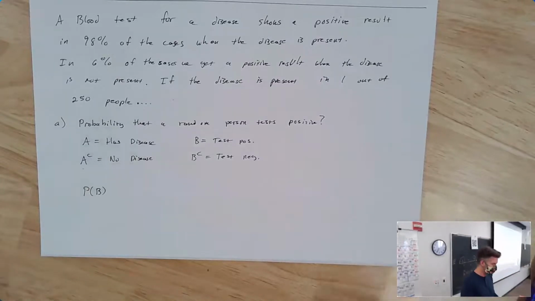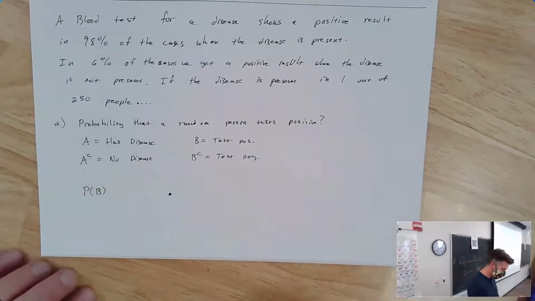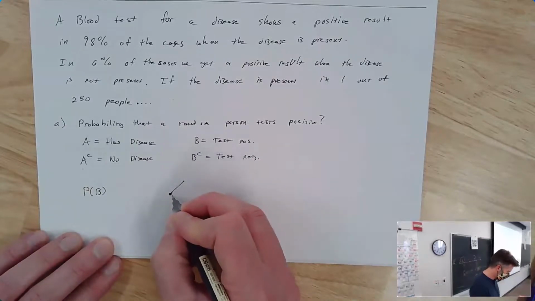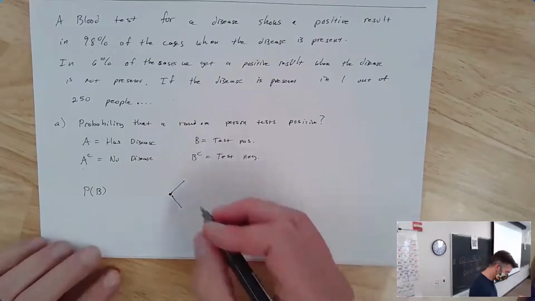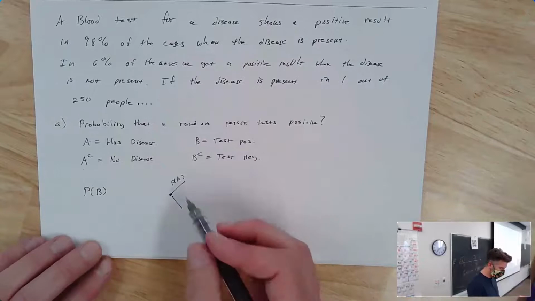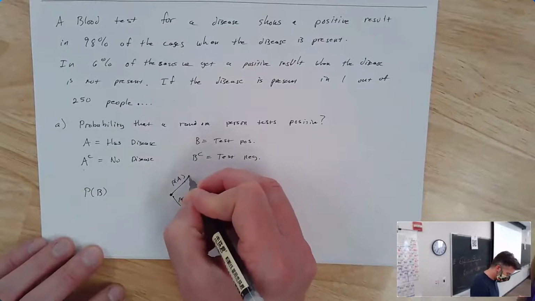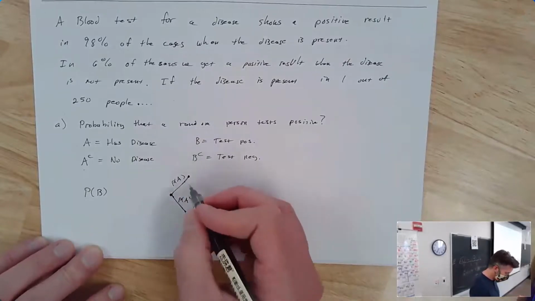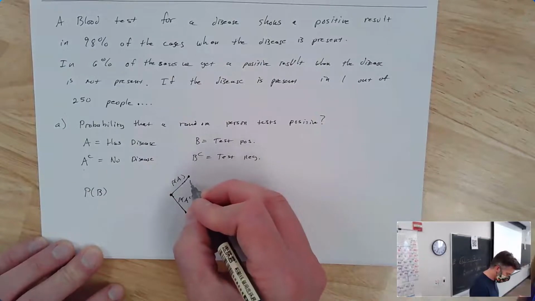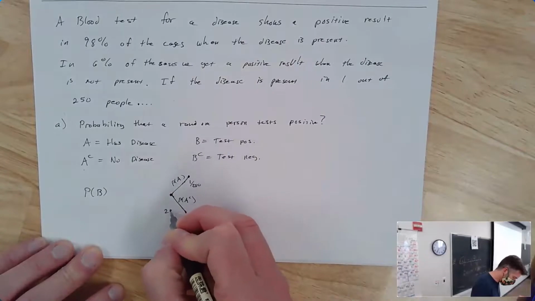So when I do a problem like this, I often like to use a tree diagram, meaning you have choices at each level. So person takes a test. They either have the disease or they don't. So the probability that they have the disease is 1 in 250. The probability they don't is the rest, which is 249 out of 250.